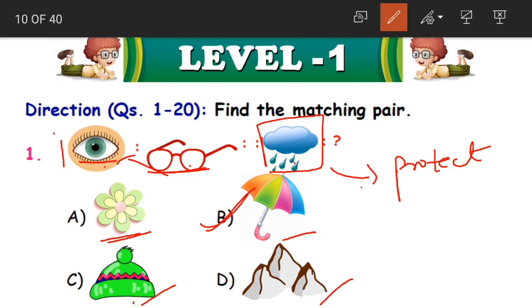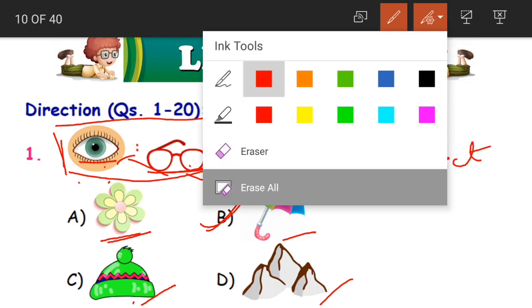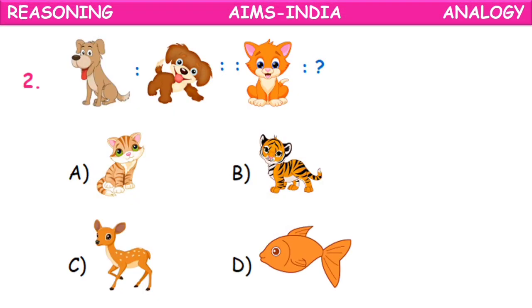Understood the concept here? If you understand the relationship between the complete pair, the same relation exists in the second pair also. So the same relation is applied to the second pair and we will find the missing object here. So what is the complete answer now? Eyes is to glasses as rain is to umbrella. Yes, glasses will protect our eyes and umbrella will protect us from the rain.